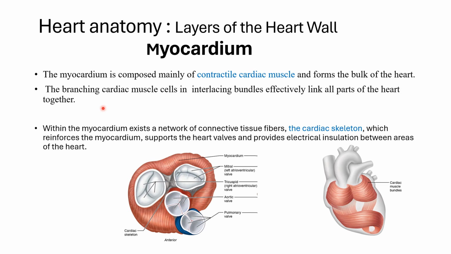So this myocardium consists of contractile cardiac muscle, and it makes the bulk of the heart. This is the thickest layer of the heart. And then there is another part in this myocardium. It is the cardiac skeleton. What is cardiac skeleton? It is a network of connective tissue fibers. They reinforce the myocardium. They support the heart valves, and they provide electrical insulation between the areas of the heart.